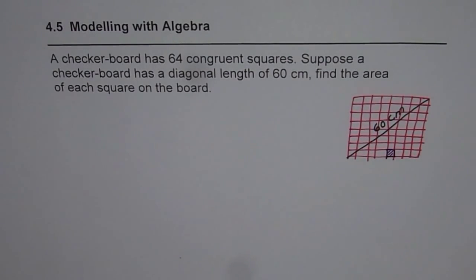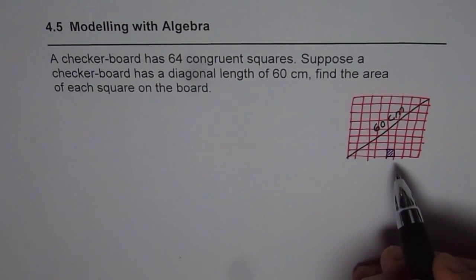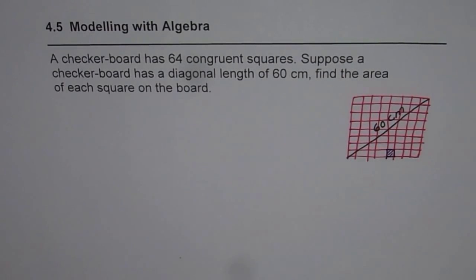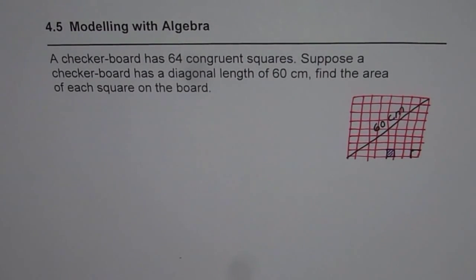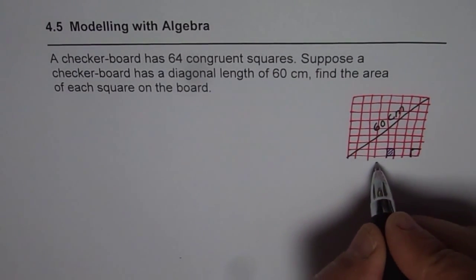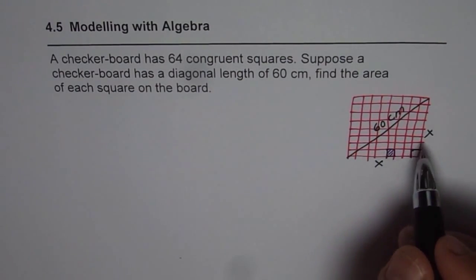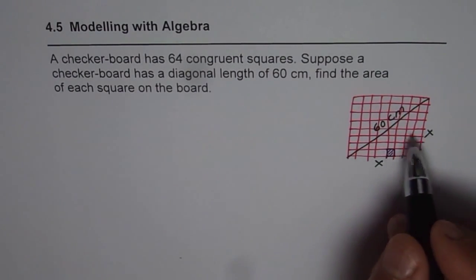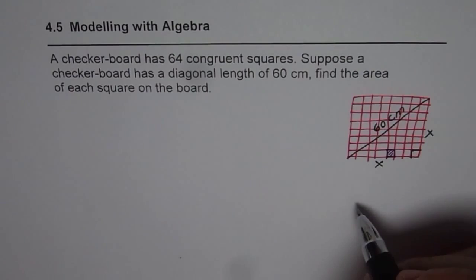That's the question. So the strategy here is to find the area of the whole board and then divide it by 64, right? Now how to find the area of the whole board? We are given the diagonal length, and we also know that these are at right angles. These are squares within it, so they are at right angles. So let us assume that the side lengths are x and x. Then we can use the Pythagorean theorem to relate the side lengths with the hypotenuse. Sum of squares of length and width is equal to the square of the diagonal, and solve the question. I hope that strategy works, correct?